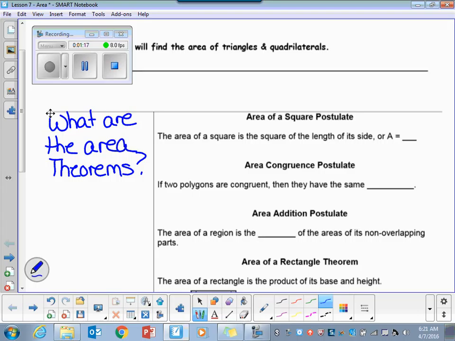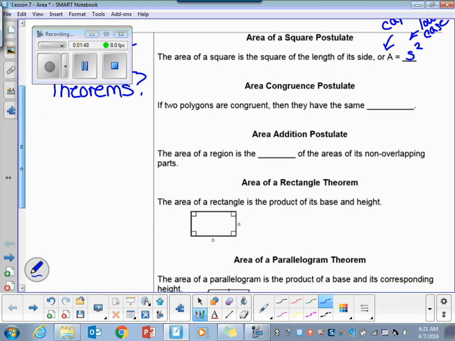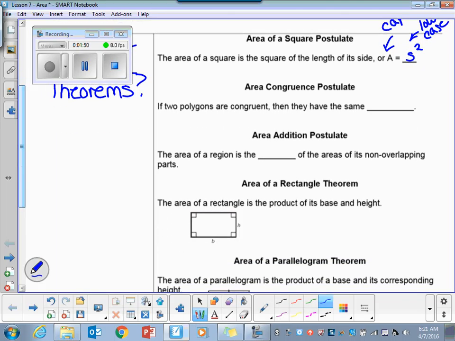That's an important set of definitions that I guarantee you are going to show up on the SOL and the final exam. So the area of a square postulate states that the area of a square is the square of the length of its sides, or A equals s squared. Now this is a capital A, and this is a lowercase. Okay, and uppercase and lowercase really matters. The area congruence postulate states if two polygons are congruent, then they have the same area.